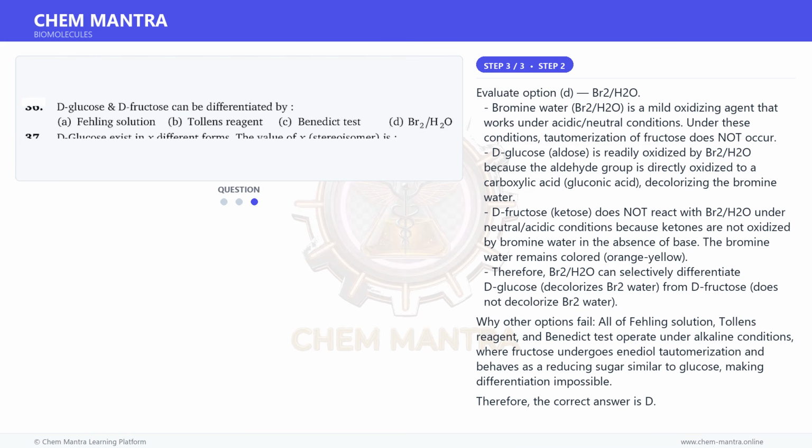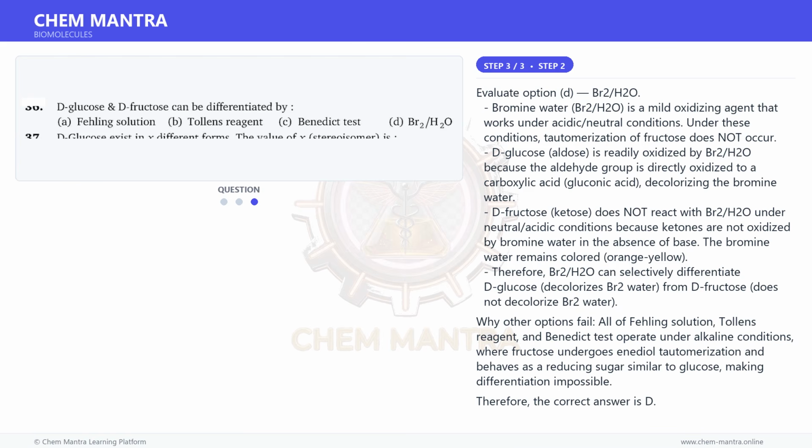decolorizing the bromine water. D-fructose, a ketose, does not react with Br2/H2O under neutral or acidic conditions because ketones are not oxidized by bromine water in the absence of base. The bromine water remains colored orange-yellow. Therefore, Br2/H2O can selectively differentiate D-glucose, which decolorizes Br2 water, from D-fructose, which does not decolorize Br2 water.